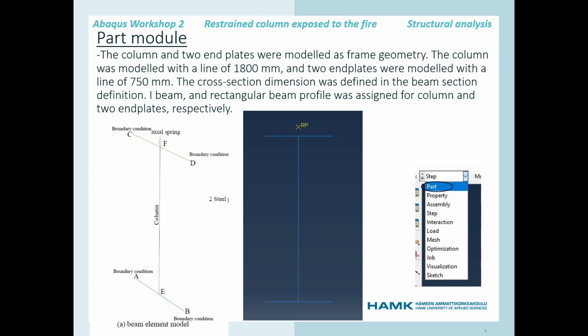This is the dimension, the length of this column. The length of the column is 1800 millimeter, and then the length of this plate is modeled with a line of 750 millimeters. The cross section dimension was defined in the beam section definitions, and I-beam and the rectangular beam profile were assigned for the column and the end plate respectively.